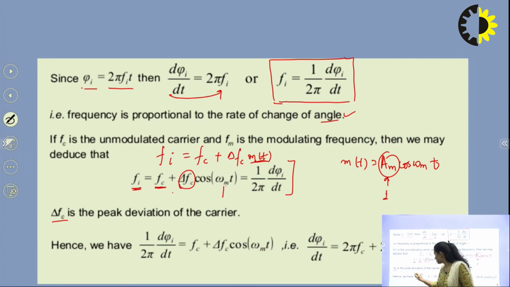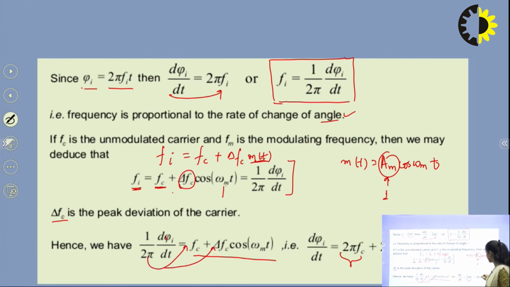And so I have 1 by 2 pi d by dt of my angle change represented by this. From here I may deduce that the rate of change of my angle will be, I may write it as 2 pi fc, this term will come here, and 2 pi del fc cos omega mt, right? I hope it's clear.